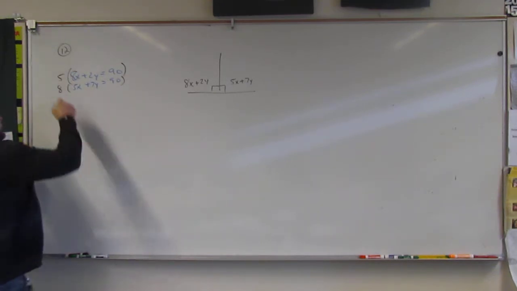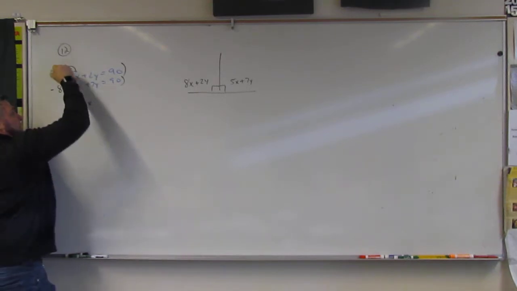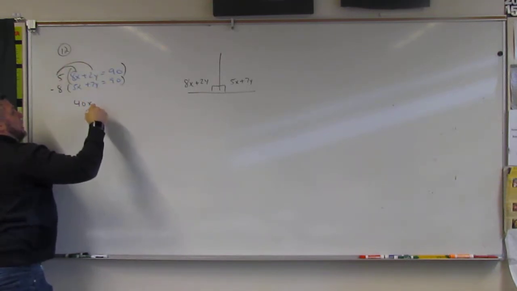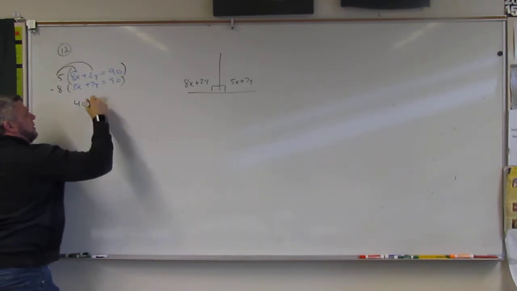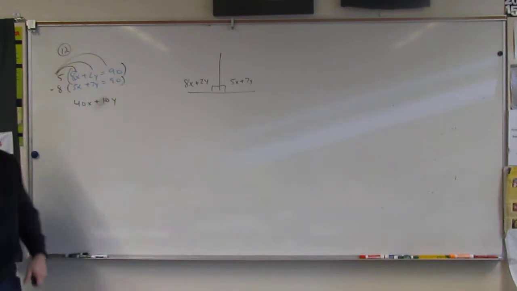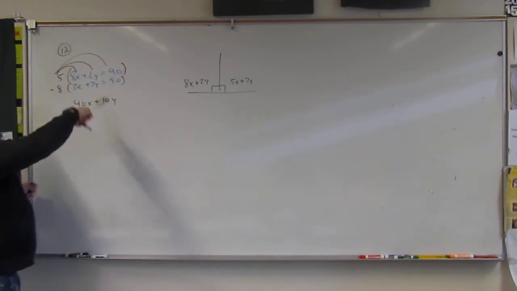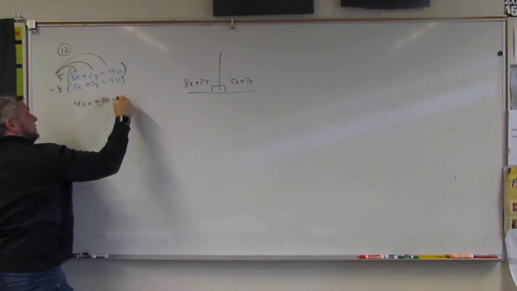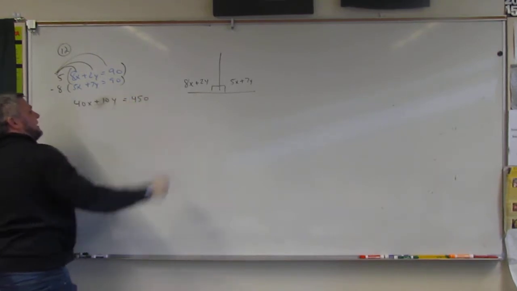Bottom. Okay. So then we're going to go 40x and what is it? 10y. So plus 10y. And a lot of students forget this, but you got to do that other one too, the other side of the equal sign. So 5 times 90. And that's 45, so 450.